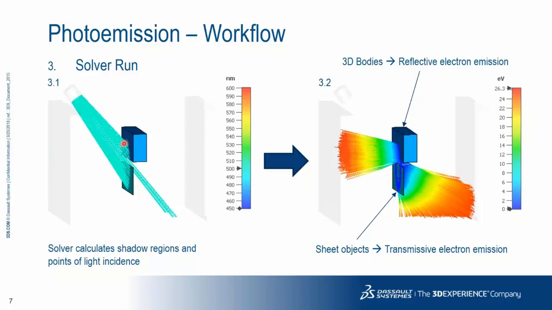Once we know which objects or which areas are illuminated, the solver automatically calculates the photoelectric particles which are emitted. This is the second step here. So you see, if we have a 3D object, as shown here on the upper part, we will get reflective emission. If we have a 2D object, a sheet object, we will get transmissive electron emission. This was built in order to mimic the transmissive and reflective behavior of photocathodes. So you can do two things here.